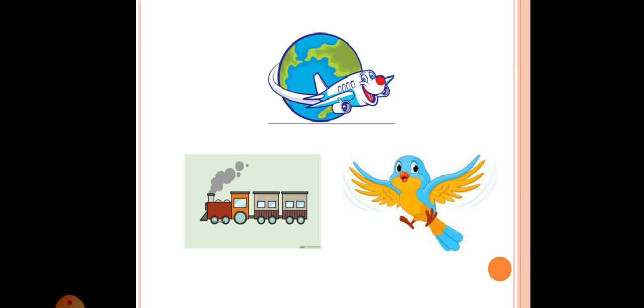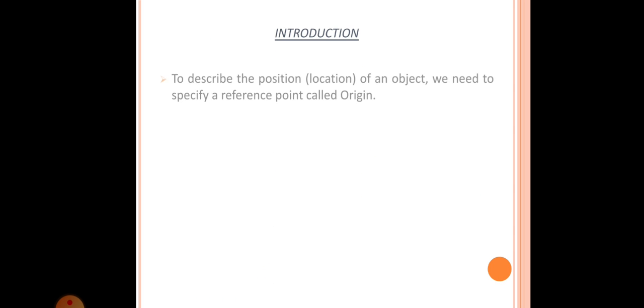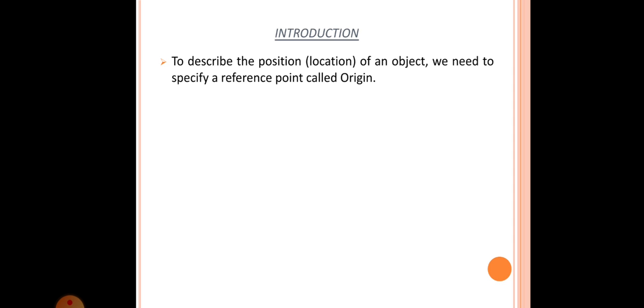So whenever an object changes its position, or if it is moving, that means we can say that the object is in motion. So before starting our topic, let us try to understand how we can describe the position of an object.